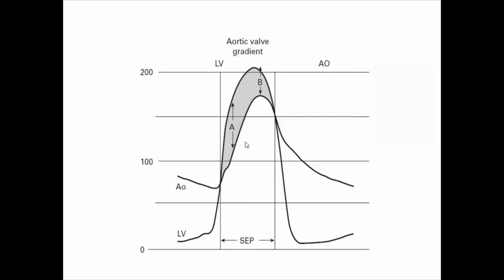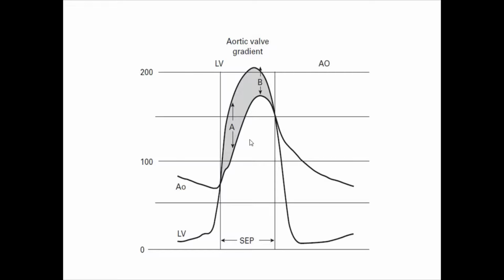So what do the letter A and the arrow here indicate? As I mentioned before, in hemodynamics, the description of a systolic gradient can be done in one of two ways, either peak to peak or peak instantaneous. So which one is the peak to peak and which one is the instantaneous gradient?